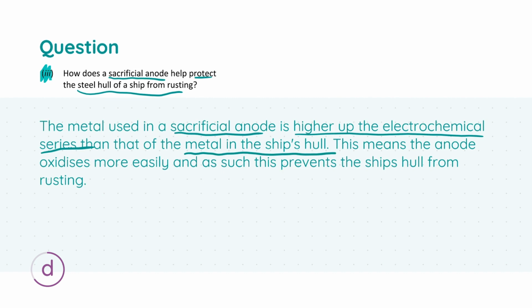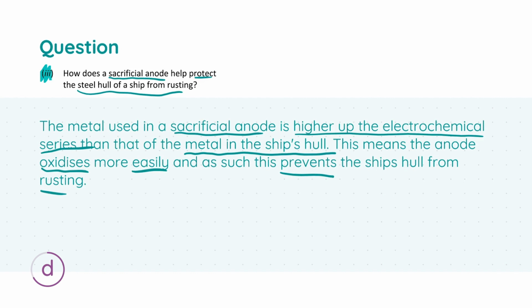And as a result of this, it means that this sacrificial anode is going to oxidize significantly more easily than that of the ship. And this is going to result in the ship's hull being prevented from rusting, which is obviously the overall goal of the sacrificial anode.